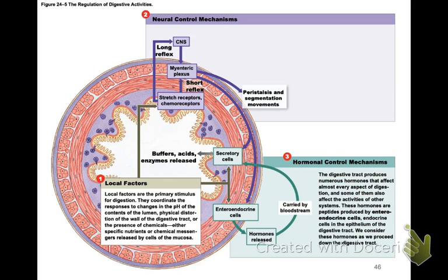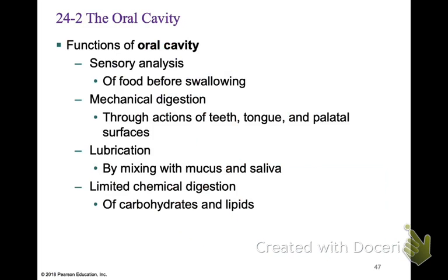And here are the hormonal control mechanisms. The hormones are secreted by the enteroendocrine cells. Like all hormones, they have to get into the blood, even if they're having a local effect. And then on the far left, the local factors, the stimulus for digestion based on the chemicals or just the physical presence of food in your tract.